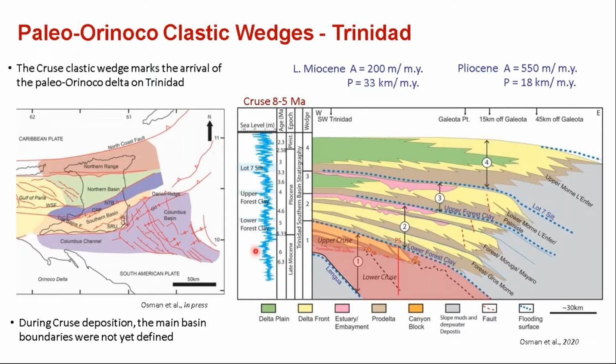The actual southern basin is filled by four main clastic wedges that started in the latest Miocene up to the Pleistocene. Each of these clastic wedges is bounded by a major flooding surface. So today we'll just be looking at the Cruse formation, which has an upper and lower member, whereby the upper Cruse is defined by the topset of the shelf margin and the lower Cruse represents the slope and deeper water sediments.